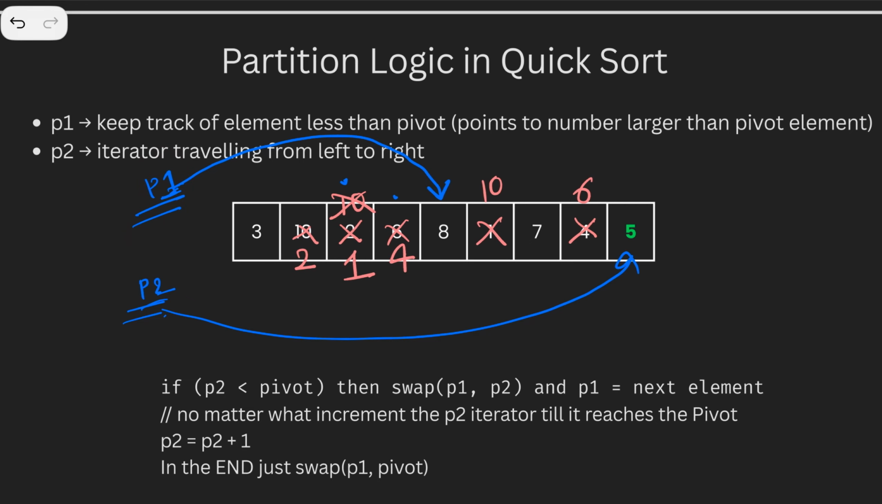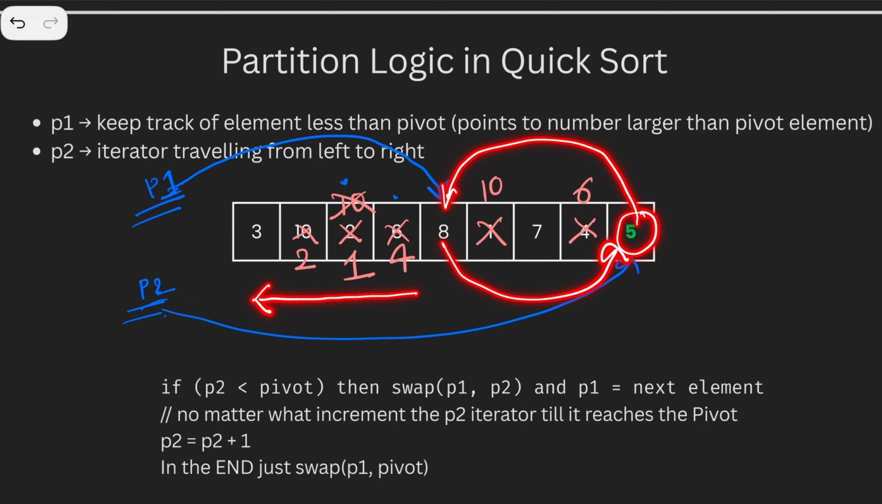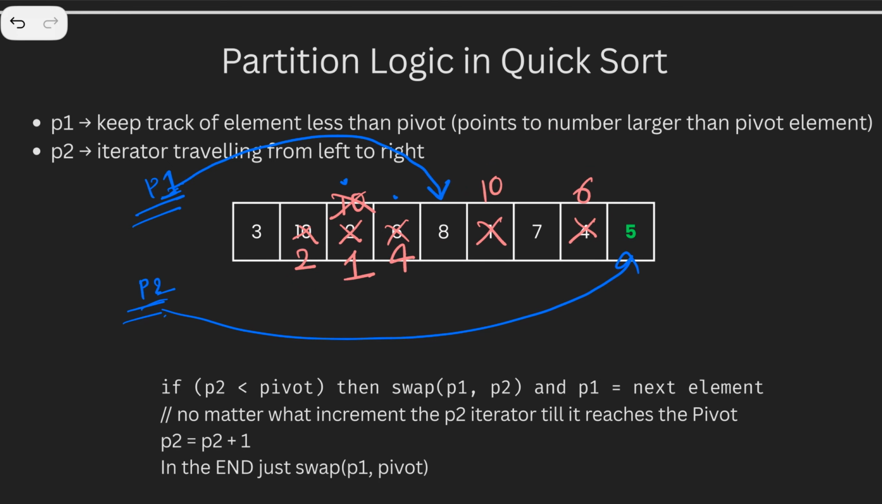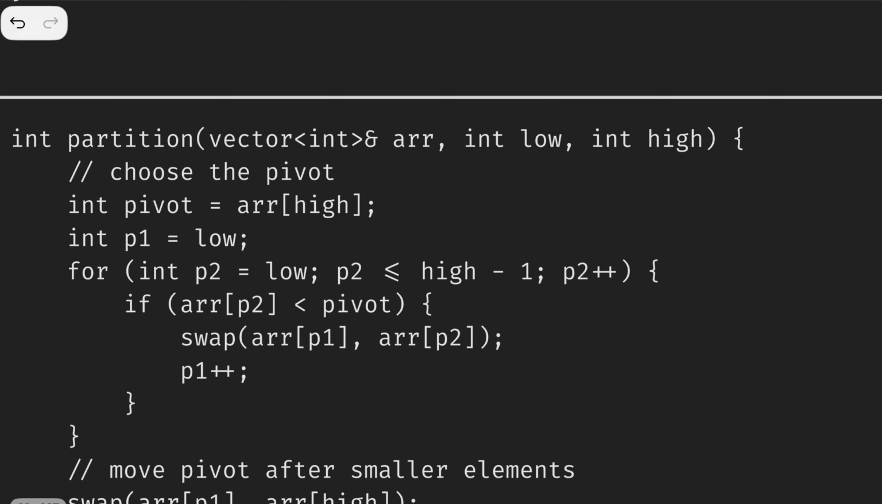Again, why are we swapping at the end again? See, P1 will be pointing to the very first element that is greater than our selected element. So this is the very first element that is greater than our selected element. That means all the elements to the left of it are definitely less than our selected element. So once we swap, we know that all the elements less than the selected element are collected to the left of it, and all the elements greater than our selected element are collected to the right of it. And that's what we want. Correct?